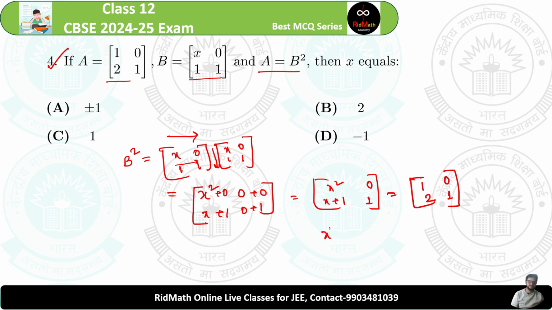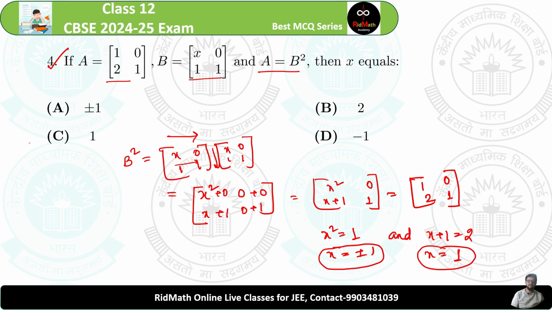So comparing, x square equal to 1, so x equal to plus minus 1. Now if x equal to plus 1, then this is 1 plus 1 equal to 2, and so we have again x plus 1 equal to 2, that means x equal to only 1. From here we are getting x equal to plus minus 1, and here we are getting x equal to 1, that means 1 will be the solution. C is the correct option.